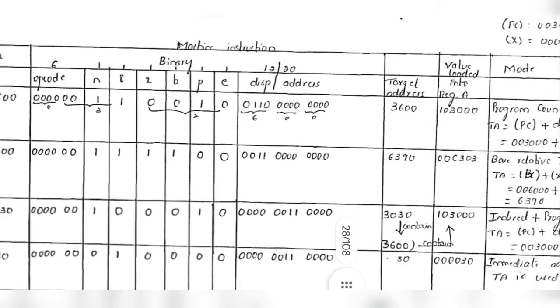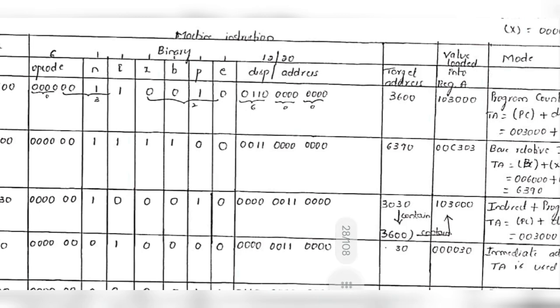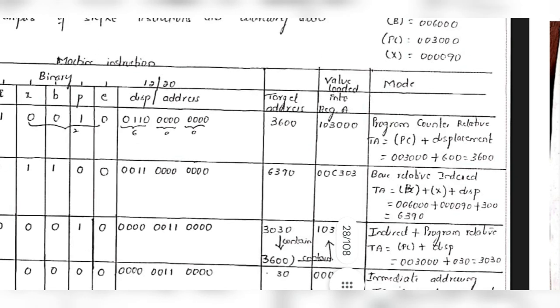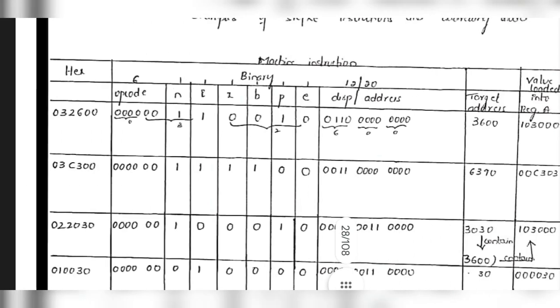In the same way, the second one, 03C300. Here what is given? N is 1, I is 1, X is 1, B is 1. B is 1 means it's base relative. Also X is 1 means it's indexed, right? So we'll be adding the base value plus the index value plus the displacement value. All the values are given here. The base value is 6000 and the index value is 90, and the displacement value is 300. So 300 plus 90 plus 6000, which is 6390.